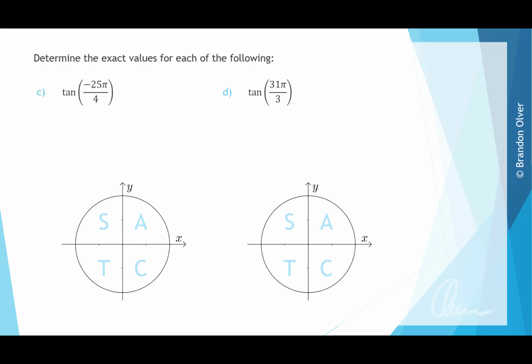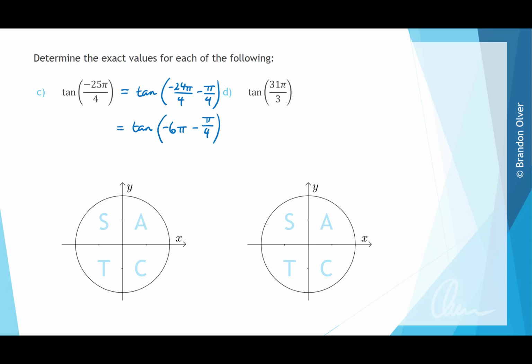For part C, we're going to find the exact value of tan of negative 25 pi on 4. So negative 25 pi on 4 is very close to negative 24 pi on 4. So we could write this as tan of negative 24 pi on 4 and then subtract another pi on 4. And what that's allowed us to do is work out how far around the unit circle we've gone in terms of pi. So minus 24 pi on 4 is minus 6 pi. And then we have minus pi on 4.